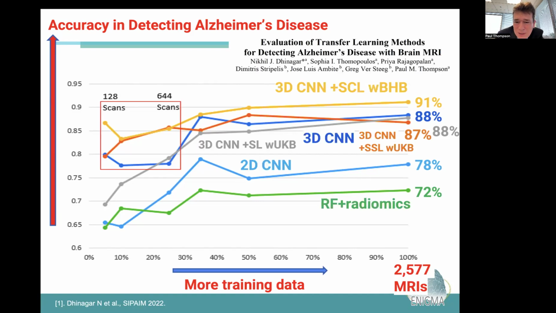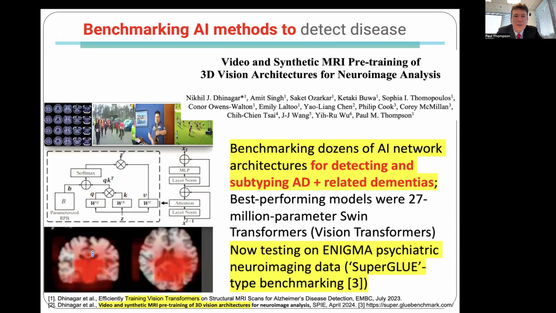And so some of them are very simple. They use something called radiomics. Others use neural networks that look at 2D slices, and others 3D. And we'll talk a little bit about what those different methods do. So Nikhil and colleagues benchmarked dozens of AI networks for detecting Alzheimer's disease and related dementias from MRI. The best ones were so-called vision transformers, SWIN transformers.